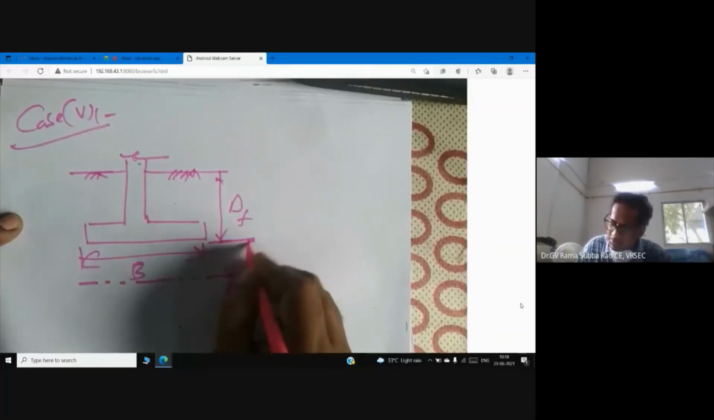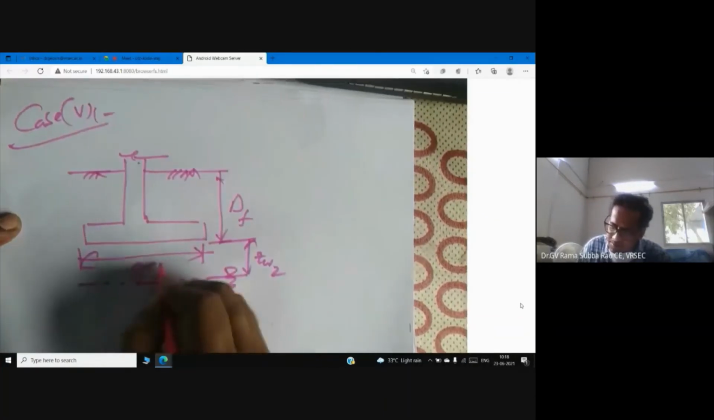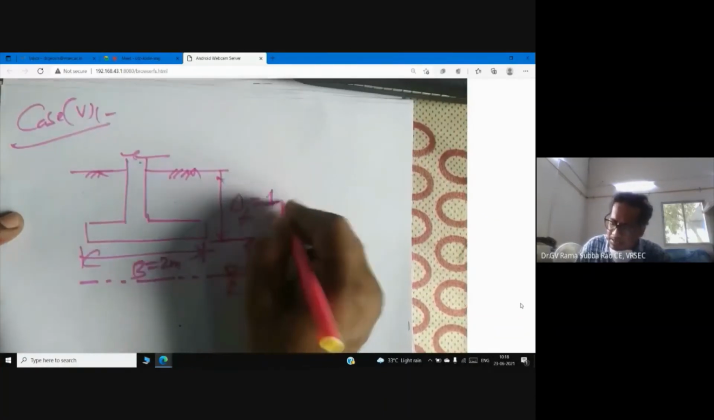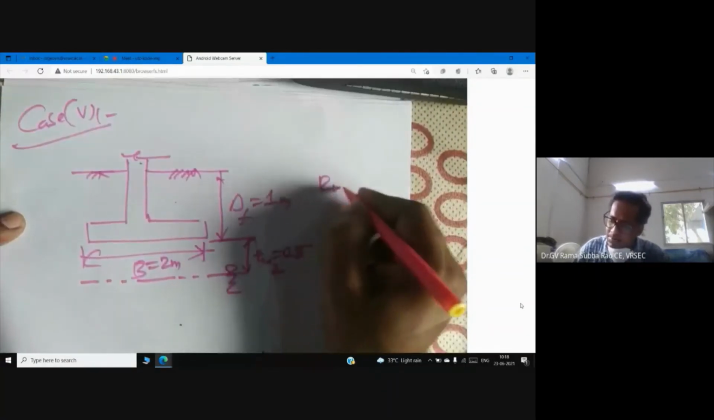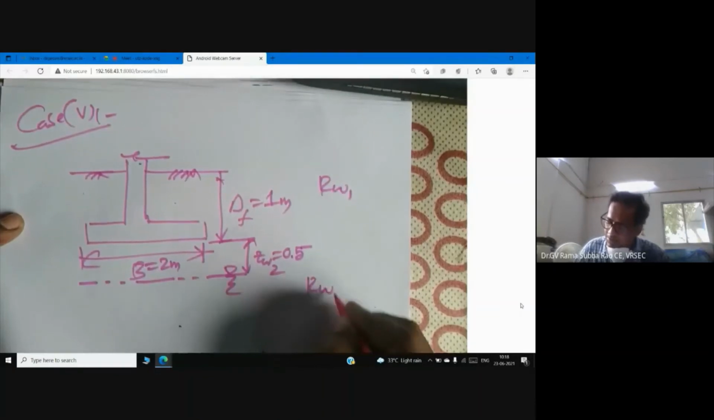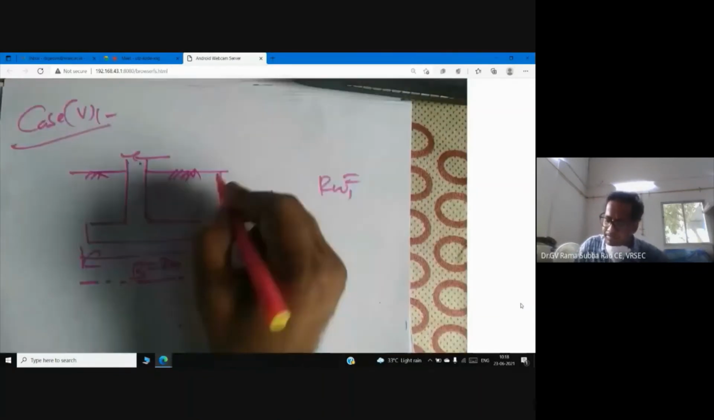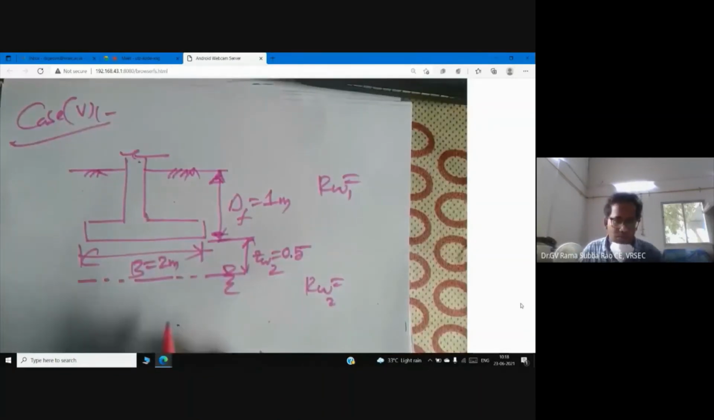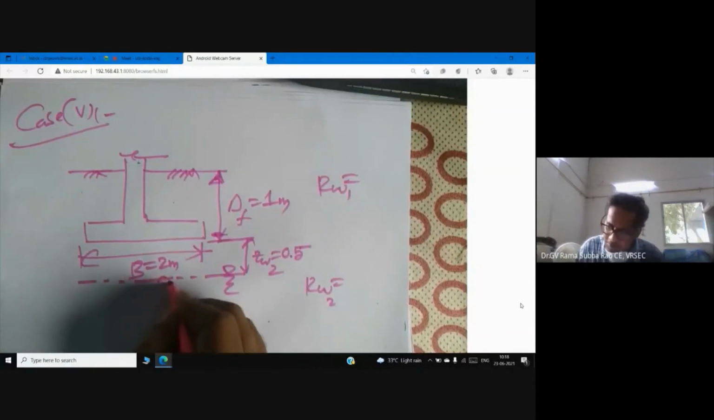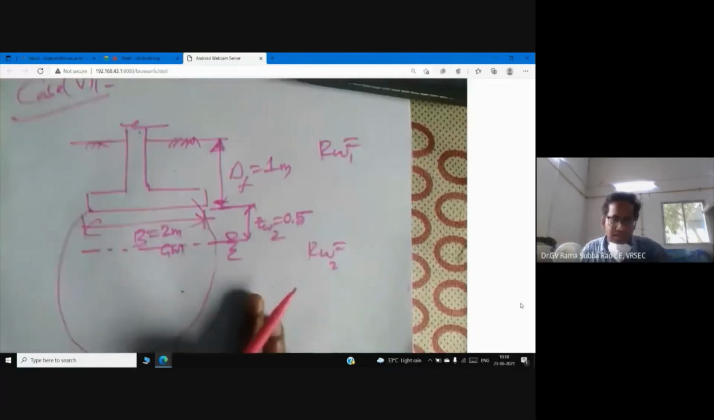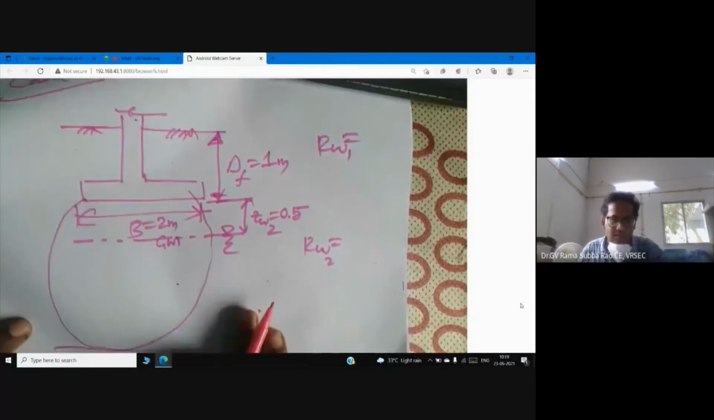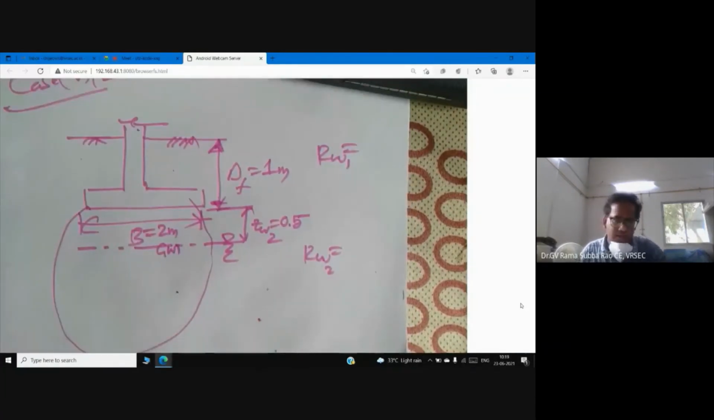This is ZW2. Width is 2 meters and depth is 1 meter. Now the water table is at 0.5 meter. So how to calculate RW1 and how to calculate RW2? Now the groundwater table is below the base of the footing, but within the influence of the width. Hope it is visible. Are you ready now?